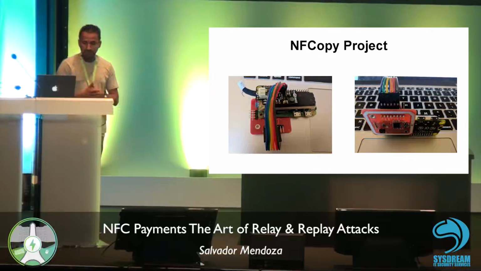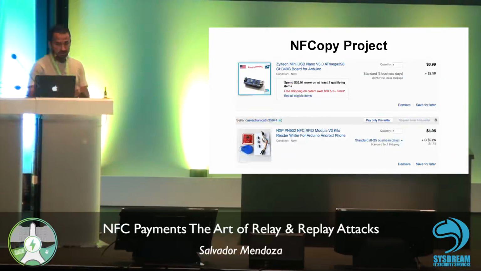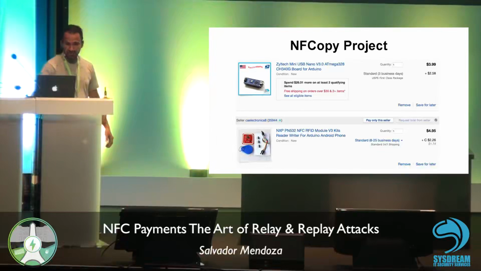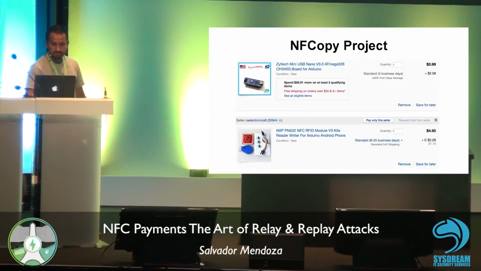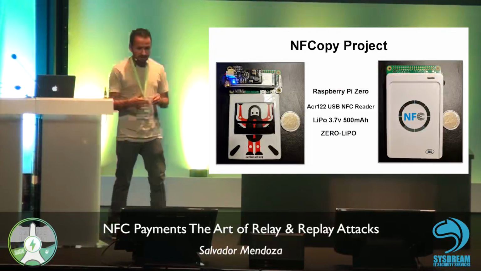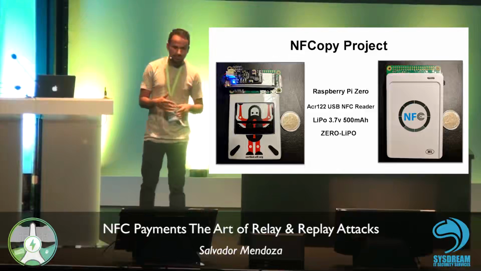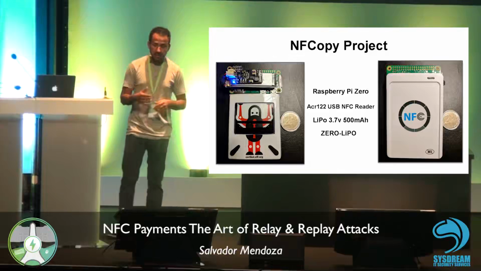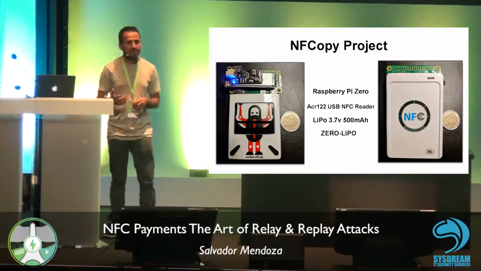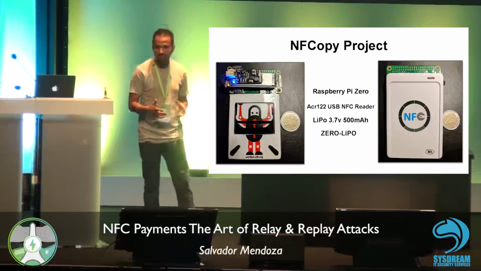This is a prototype for Raspberry Pi Zero. But specifically, I implemented this on other, similar devices with a very, very cheap price that you can find online. This is the project that I made. Basically, it's a Raspberry Pi Zero, the ACR122, a modified version, a LiPo 3.7 volt battery, and a LiPo booster, which increments the 3.7 volts to 5 volts, so you can use it with the Raspberry.